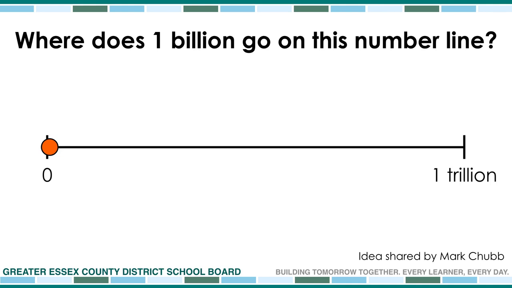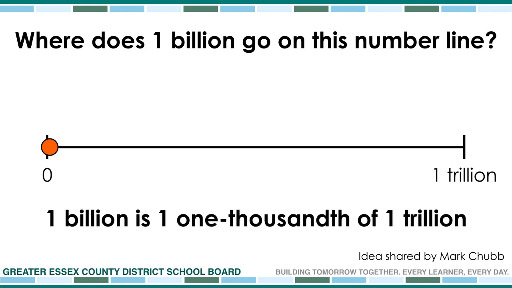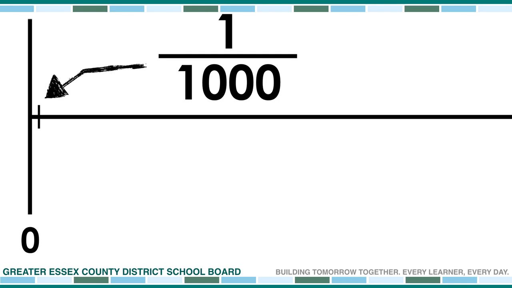When we really think about it, 1 billion is 1/1000th of a trillion. In other words, there are 1,000 billions in 1 trillion. Did you think that 1 billion would be this close to zero? I know that initially I wasn't thinking about it that way myself, and that's because I wasn't thinking about the magnitude of the numbers comparatively to one another.